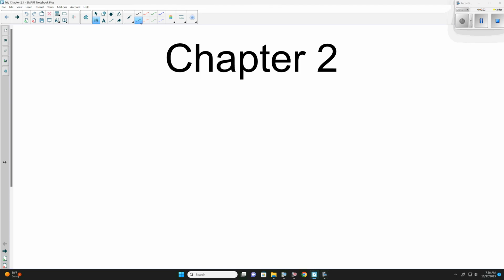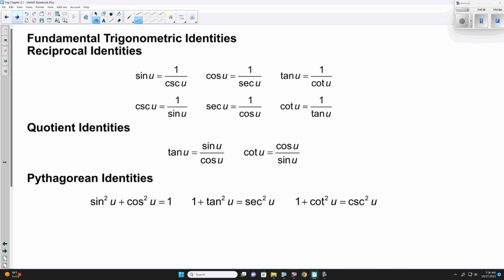All right. What we're starting today is Chapter 2. Now, Chapter 2 is going to be, again, like the last few chapters, revolving around sine, cosine, tangent, secant, cosecant, cotangent. And these are some of the identities that we have, and we've seen most of these already.